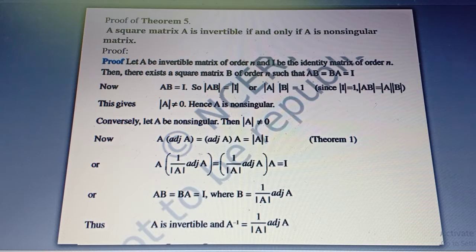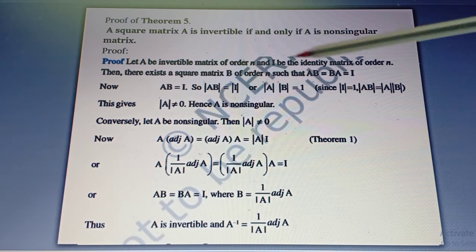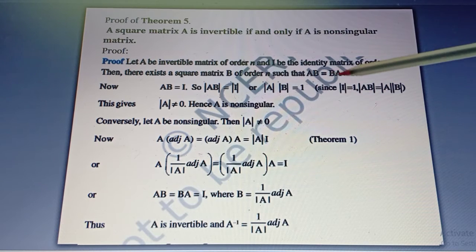So students, this is the proof of theorem 5. A square matrix is invertible if and only if A is a non-singular matrix. So students, let A be an invertible matrix of order n and I be an identity matrix of order n. Then there exists a square matrix B of order n such that AB equal to BA equal to I. Right? Students, if A is invertible, then A must have an inverse. So let us say that B is the inverse of A. In such a case, you can write AB equal to BA equal to I, where B is the inverse of A.